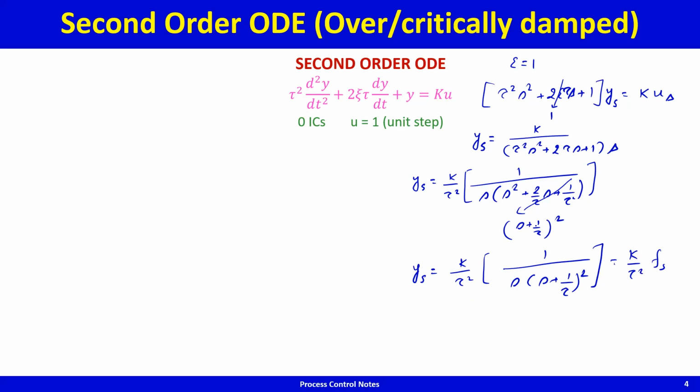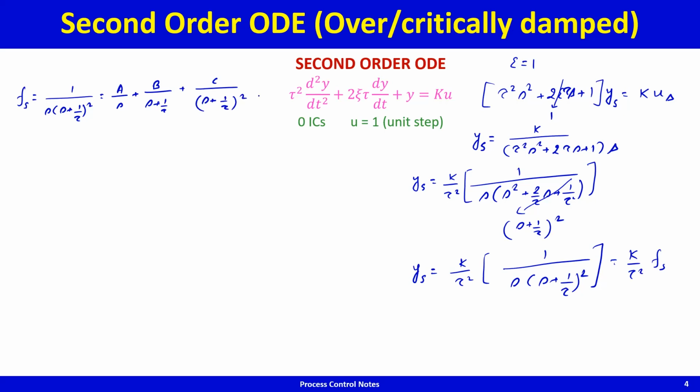So now we say okay, F(s) is equal to 1 by s into (s plus 1 by tau) whole squared, and by partial fractions this is going to be A by s plus B by (s plus 1 by tau) plus C by (s plus 1 by tau) whole squared.